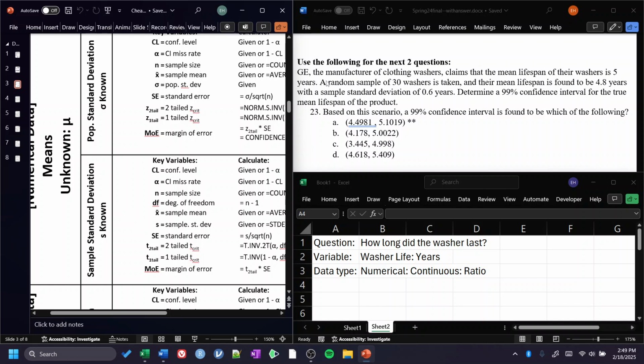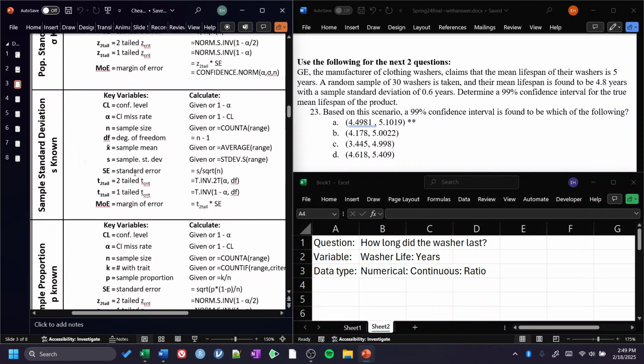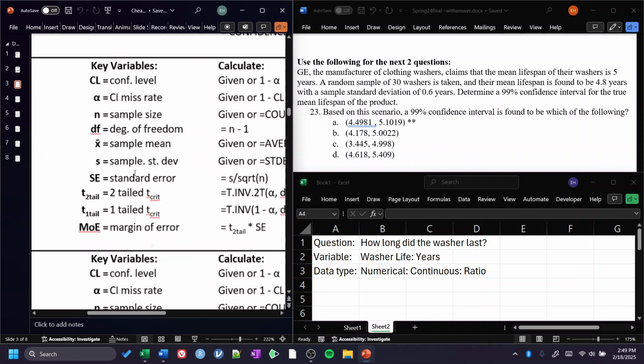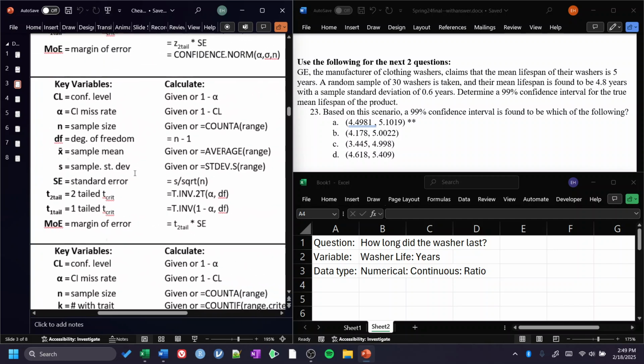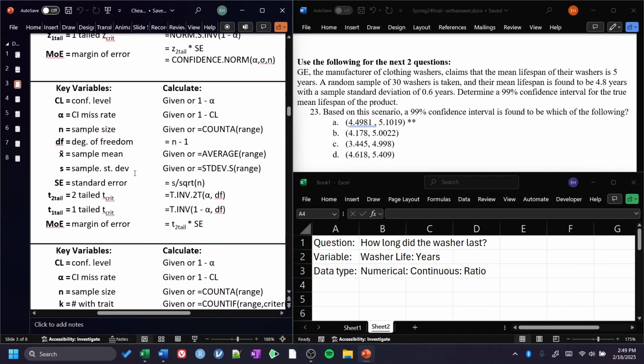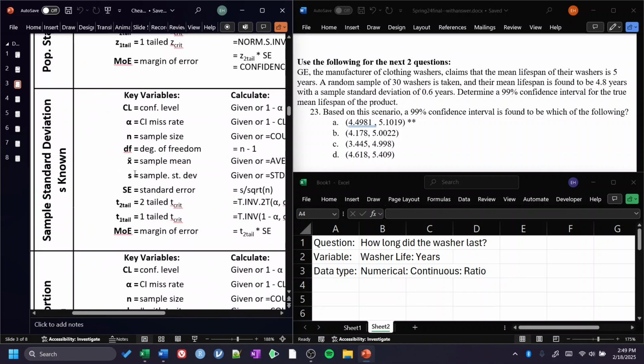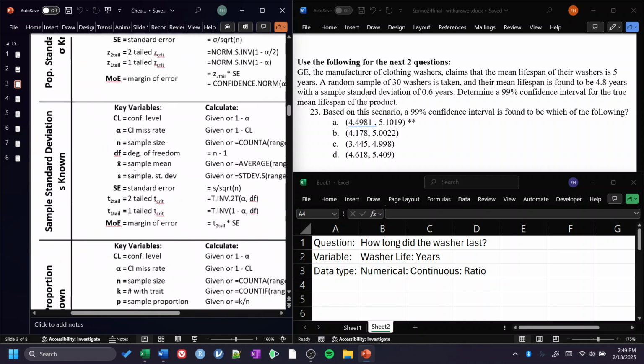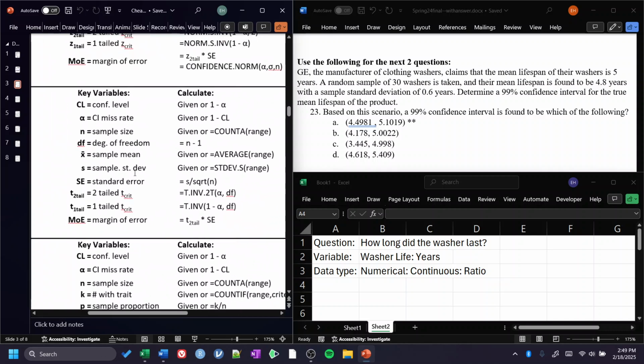So let's look. It says a random sample of 30 washers is taken and their mean lifespan is found to be 4.8 years with a sample standard deviation of 0.6. Notice how it says sample standard deviation. So I don't know the population standard deviation, not a problem. I know the sample standard deviation. So I'm going to work on these key variables right here, in order to build off of the sample standard deviation being known. So those are the set of variables that I'm going to be working with.